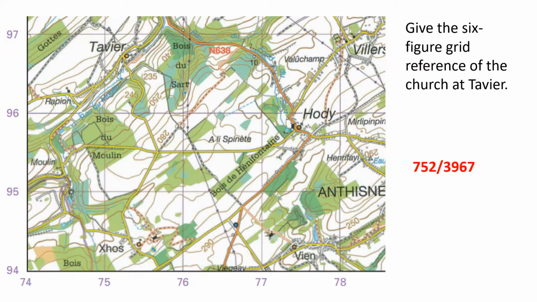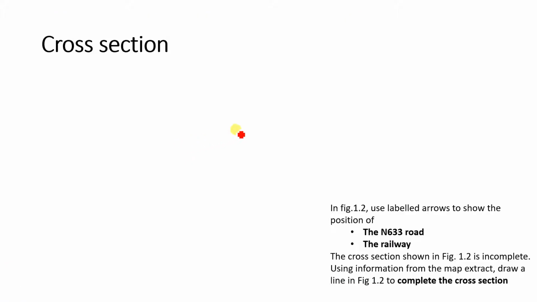Okay, there is this sample question about 6-figure grid reference. I think I've explained how to do that. Now, the next question that seems to be very difficult for students is the cross section. Now, cross section is the easiest thing to do in this exam. Let me just state that.